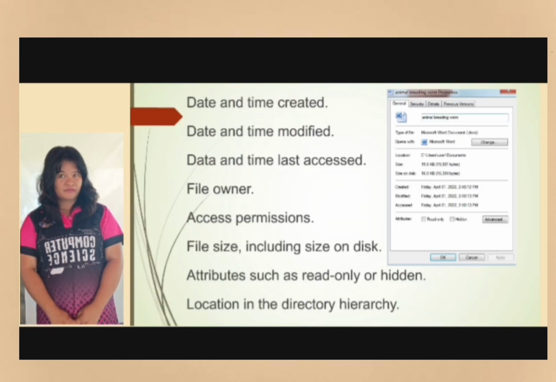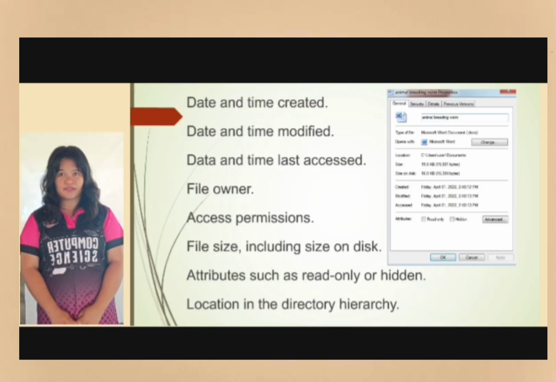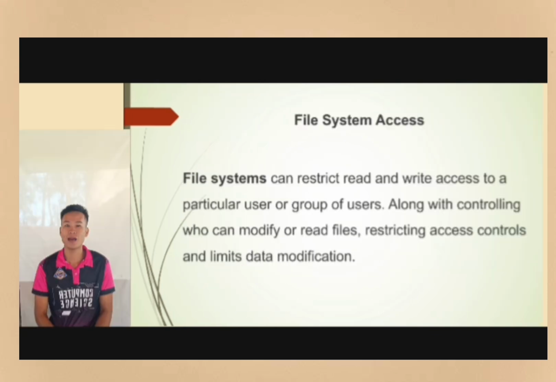Date and time created. Date and time modified. Date and time last accessed. File owner. Access permissions. File size, including size on disk. Attributes such as read-only or hidden. Location in directory hierarchy.